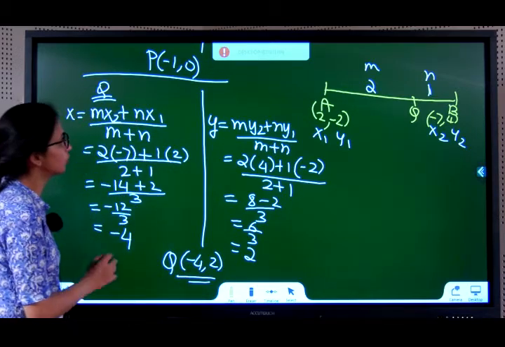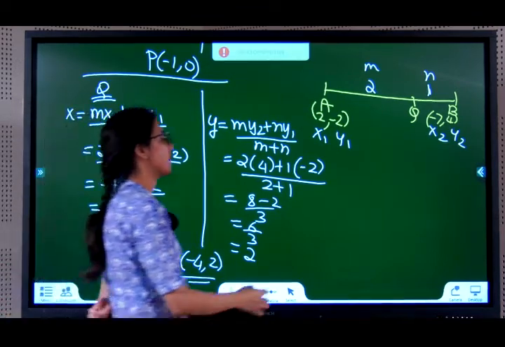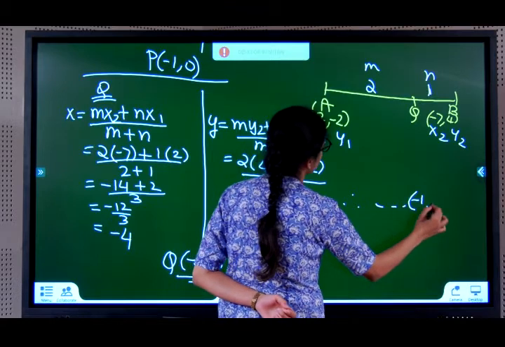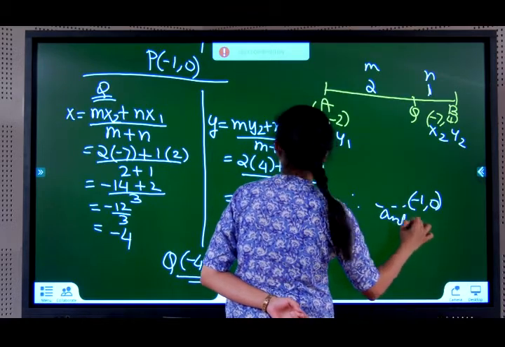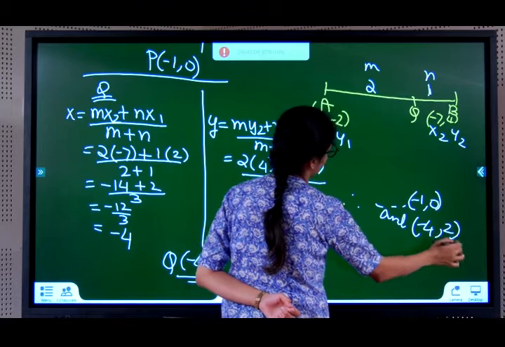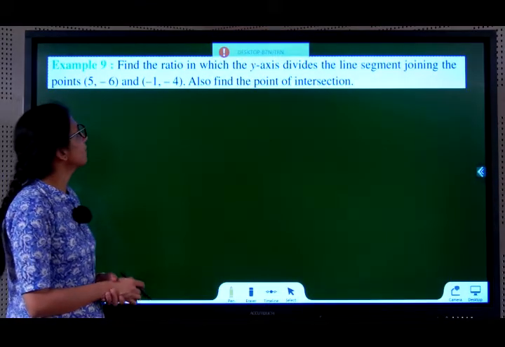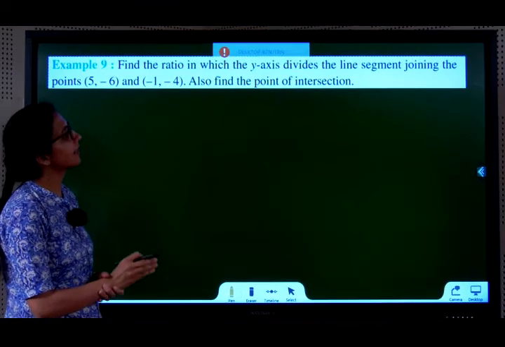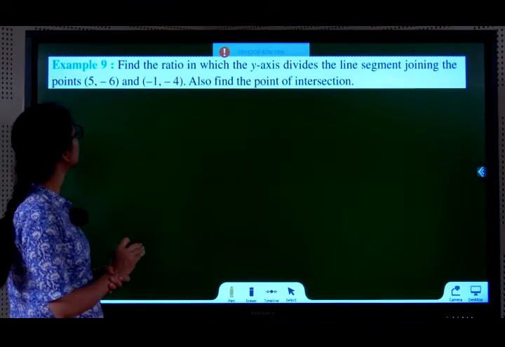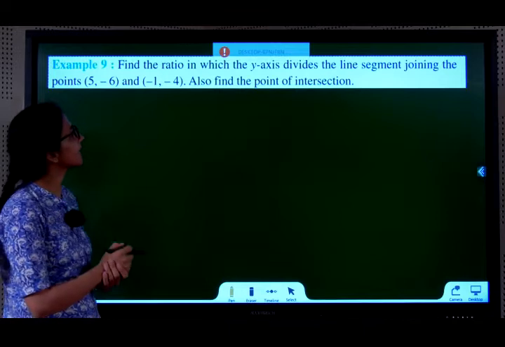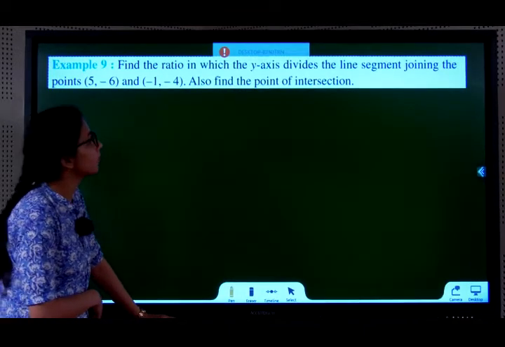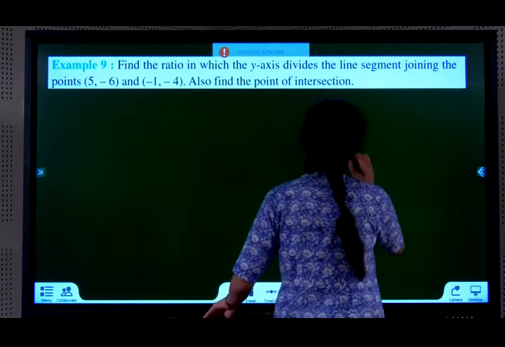Therefore you can conclude, closing statement, therefore the points of trisection are minus 1 comma 0 and minus 4 comma 2. Example 9: find the ratio in which the y-axis divides the line segment joining the points 5 comma minus 6 and minus 1 comma minus 4. Also find the point of intersection.